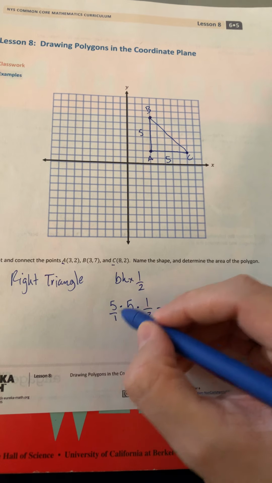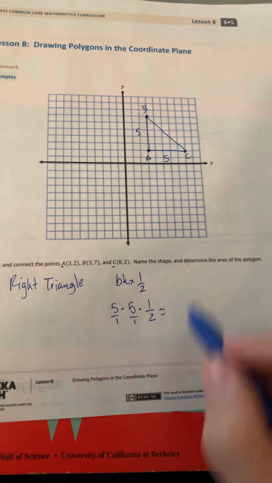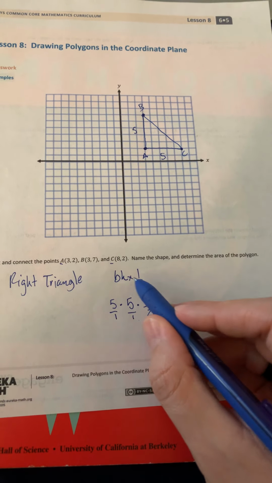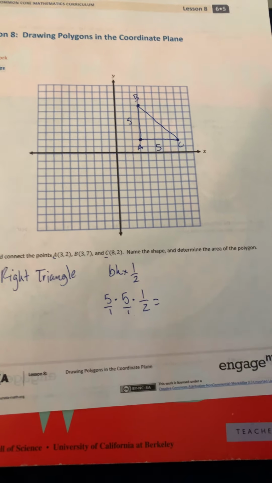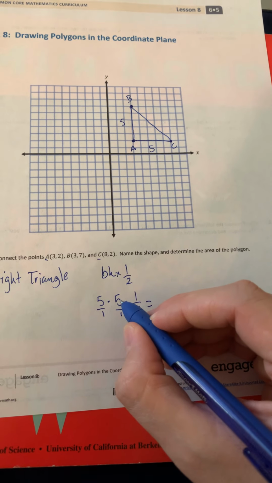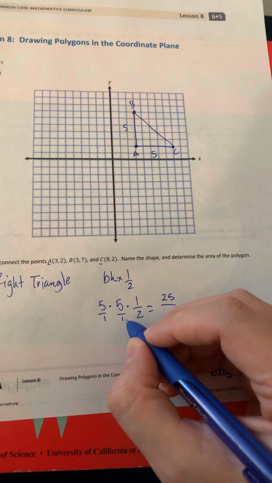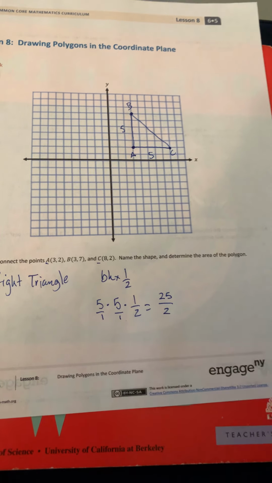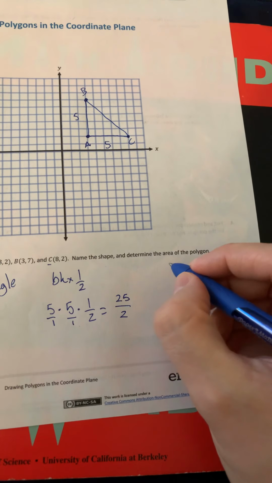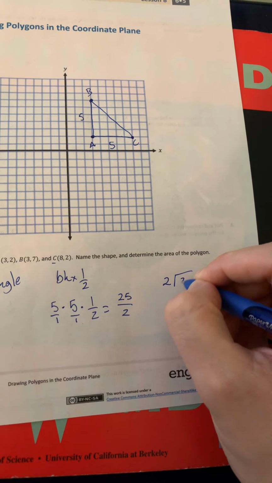Again, I'm getting my 5s from my base and my height. Base times height times 1/2. So I'm using this formula, plugging in the variables. 5 times 5 is 25, times 1, 25. 1 times 1 is 1, and 1 times 2 is 2. And then I'm going to show my work and divide.